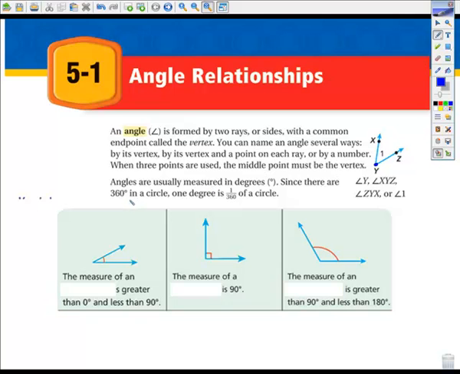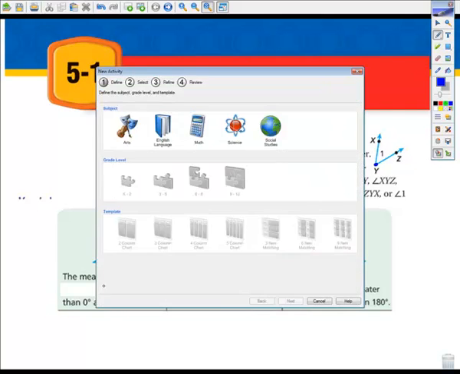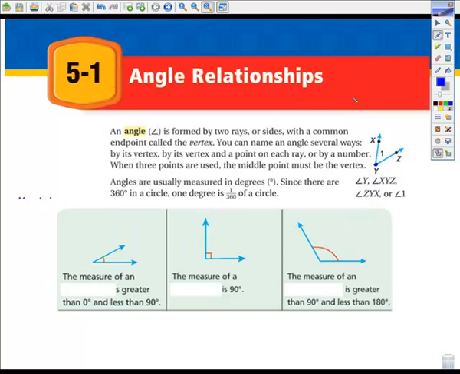And there's 360 degrees in a circle. So 1 degree is 1/360th of a circle. We're going to look at 6 different types of angles right now. And the first one is this cute little angle down here. And this is an angle that's greater than 0 degrees, but less than 90 degrees. And this is called an acute angle. So it's greater than 0, but it's less than 90.